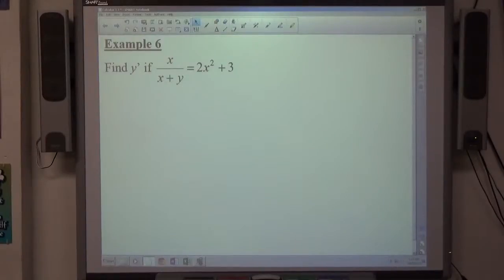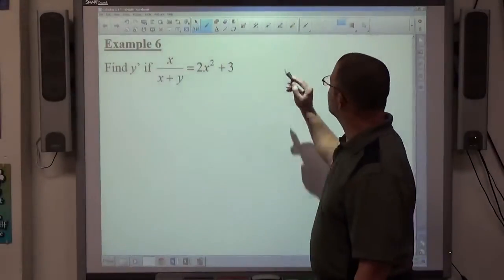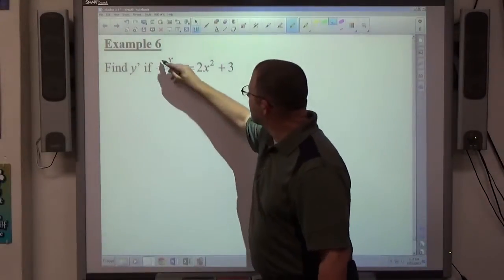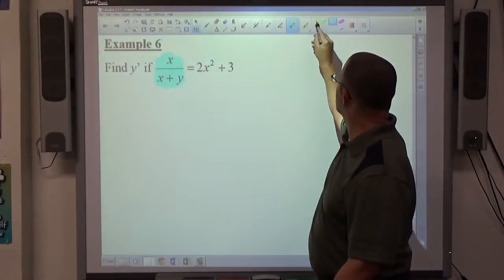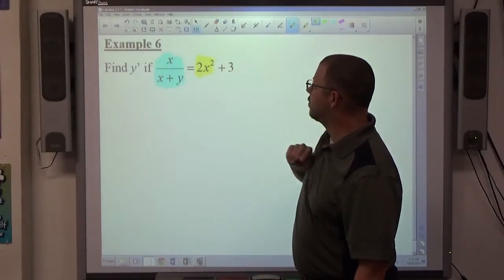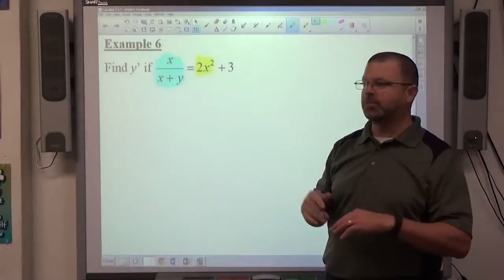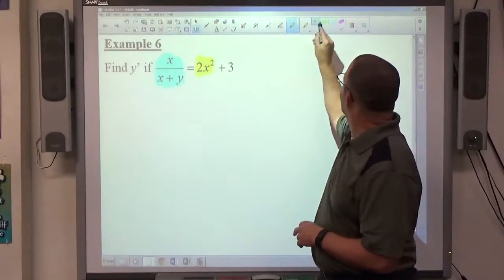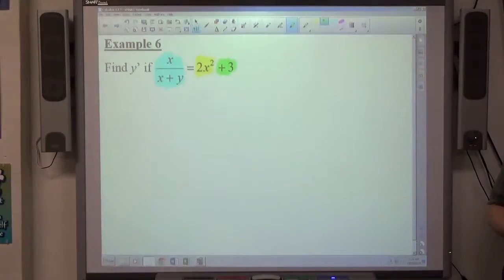Okay, example 6, find y prime if x over x plus y equals 2x squared plus 3. Now, looking at this problem in its current structure, I've got x over x plus y, which is a quotient, which requires the use of the quotient rule. We have 2x squared, which is just a single 2x squared, so its derivative is 4x. We've got 3, which is just a number, its derivative is 0, so that right side's really easy. The left side, though, is the quotient rule, which isn't the hardest thing in the world to do.